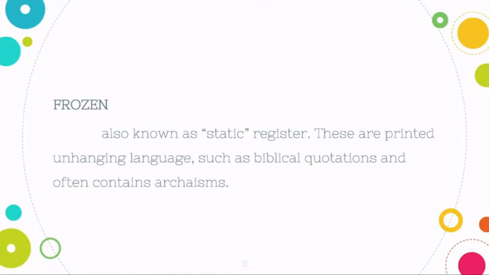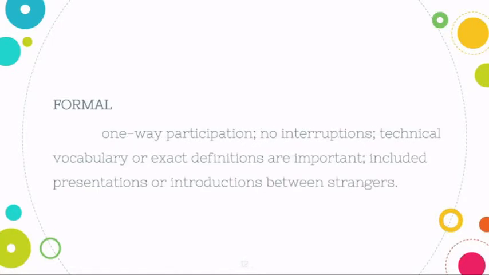Okay, now let's move a little bit closer. Now we have the formal language register. This one is one-way participation, no interruptions to be made, technical vocabulary or exact definitions are important, and it includes presentations or introductions between strangers. One way, for example, a webinar. That is very one way. When the speaker starts with a talk, the audience is not allowed to interrupt. Highly technical terms will be explained, and so on and so forth.